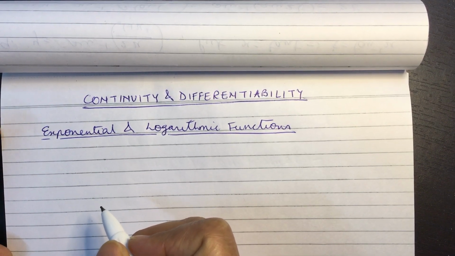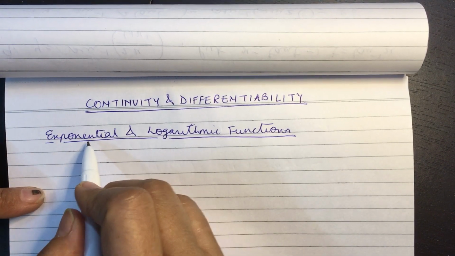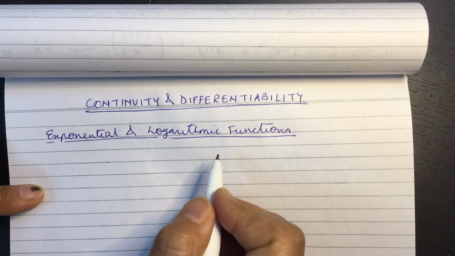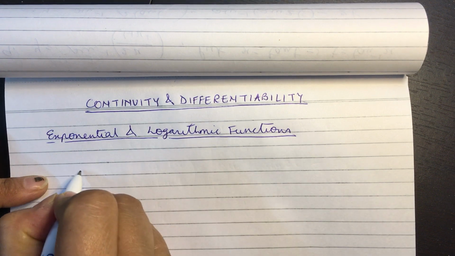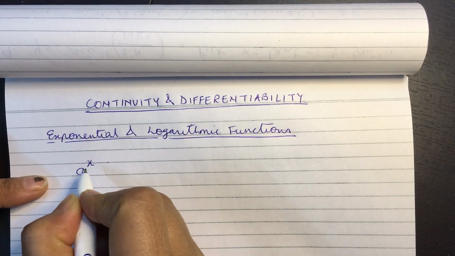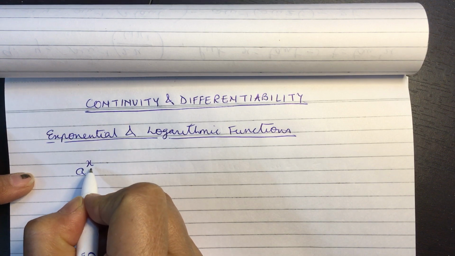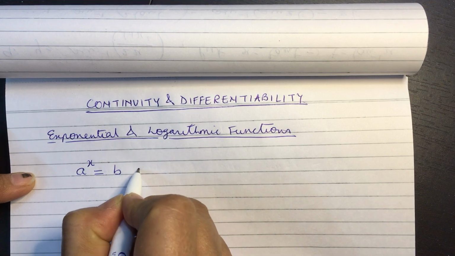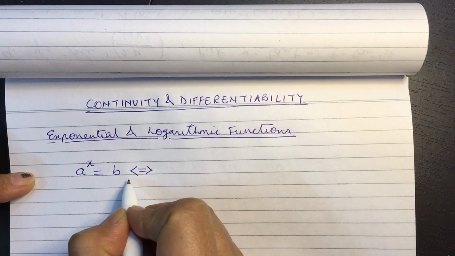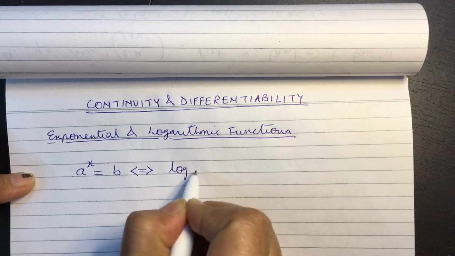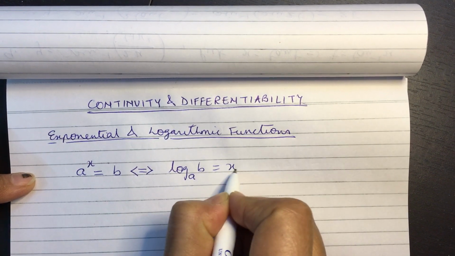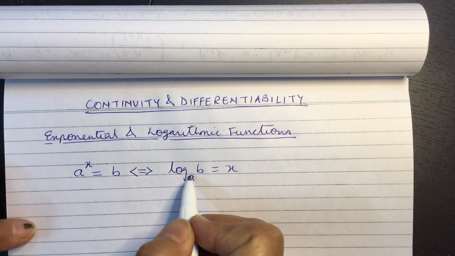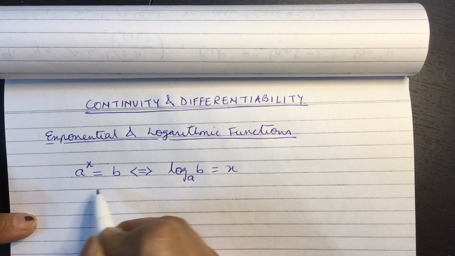Good morning. Today we are going to start the next topic, which is exponential and logarithmic functions. As we are already aware, an exponential function is of the form a raised to the power of x. So if a raised to x equals b, this implies and is implied by log of b to the base a is equal to x, and so we can see that the exponential and the logarithmic functions are inverse of one another.